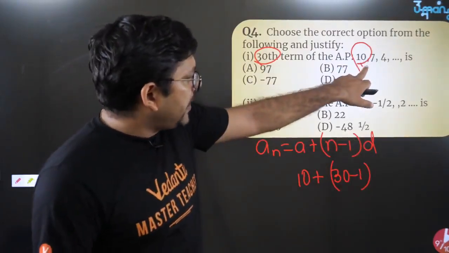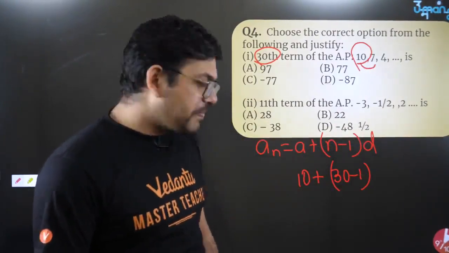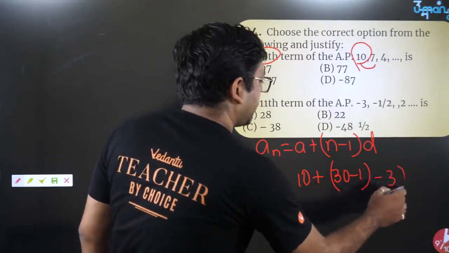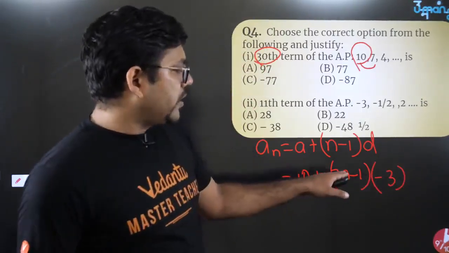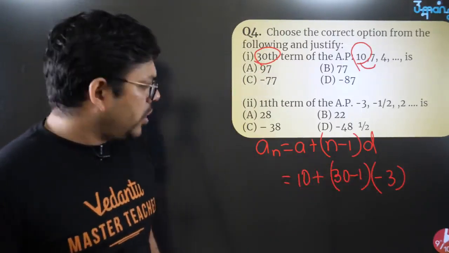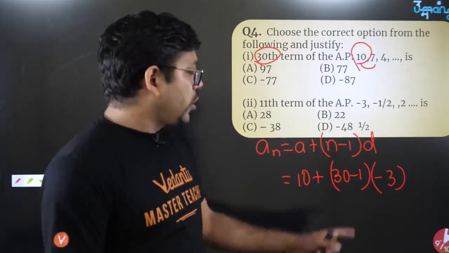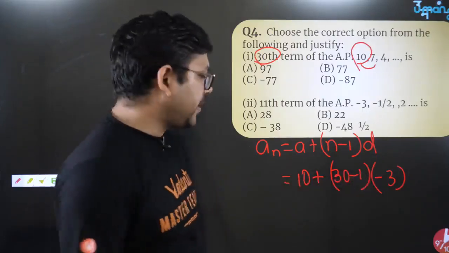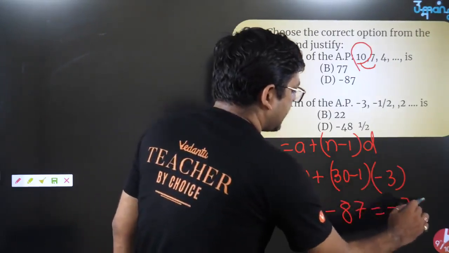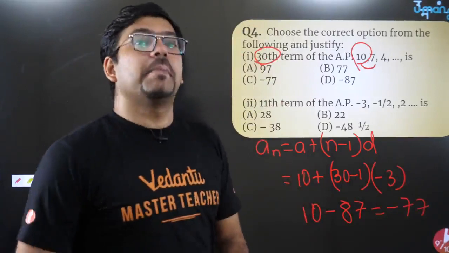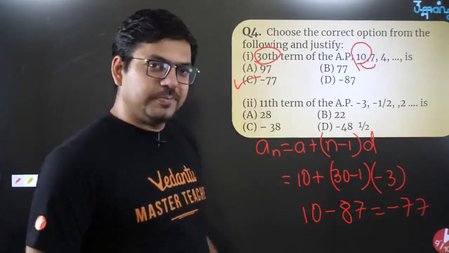Here from 10 to 7, how do you move? You put a minus 3, isn't it? So we'll write minus 3. So what have you got? You have got 10, 30 minus 1 is 29. If I am not wrong, 29 into minus 3 should be minus 87. So you got 10 minus 87. Answer would be minus 77. So minus 77 is the answer.